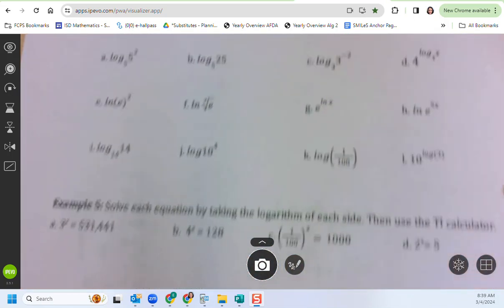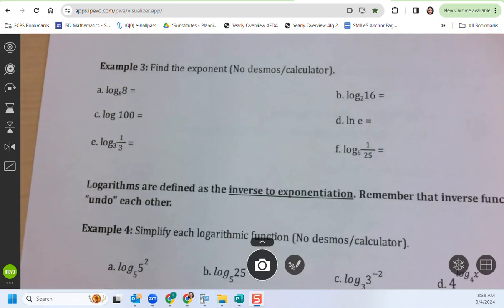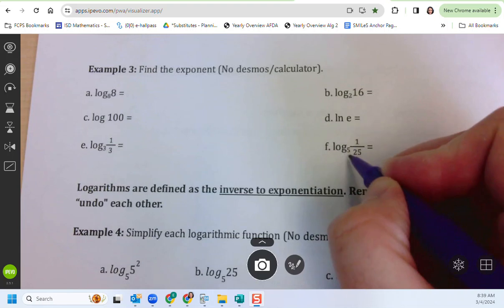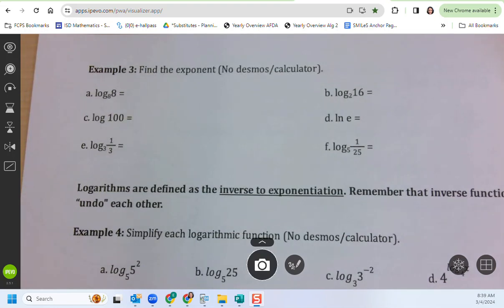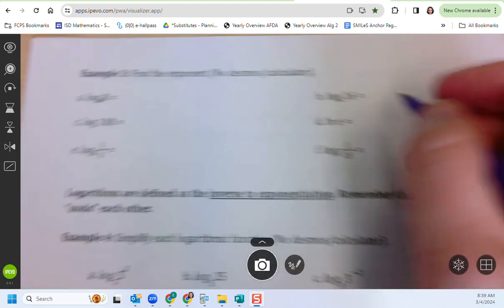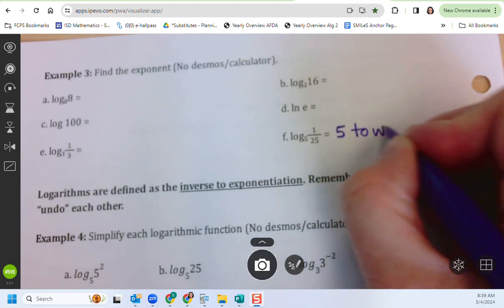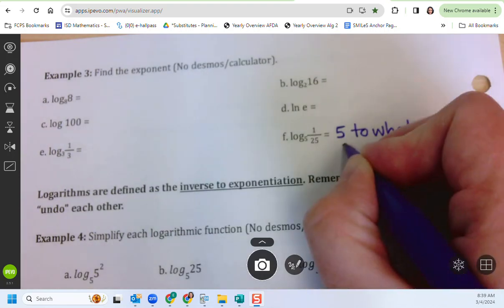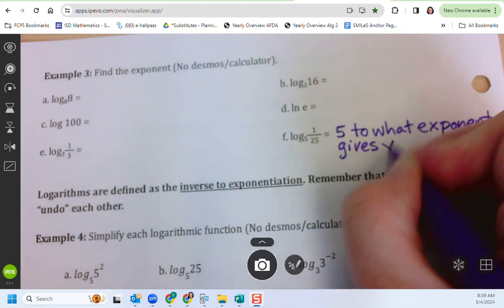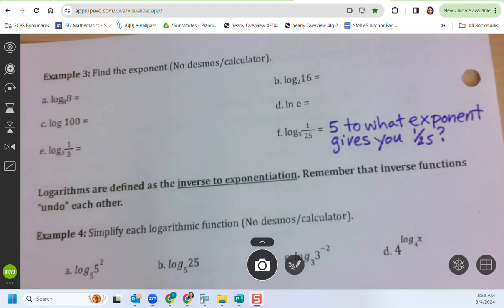All right, in example 3, we are going to find the exponent. Remember that the answer to the logarithm is the exponent. So when you see a problem like, let's do the last one first. When you see log base 5 of 1/25, you're asking yourself, 5 to what exponent will give you 1/25? You don't have to write those words out every time, but I'm going to write them out to help you process that. 5 to what exponent gives you 1/25? Okay, take a moment to talk that over with your neighbors.